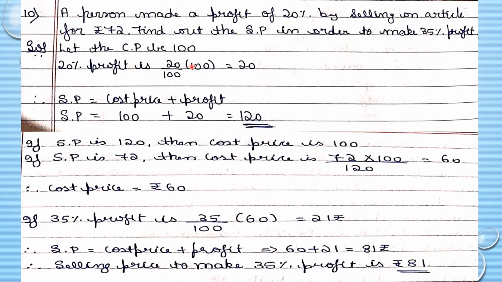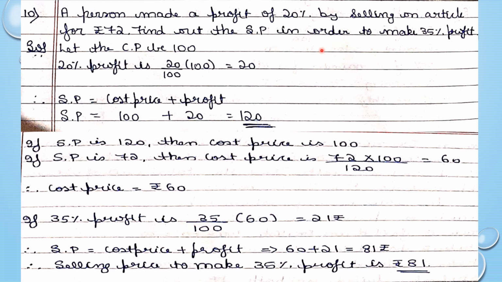Next problem. A person made a profit of 20% by selling an article for rupees 72. Find out the selling price in order to make 35% profit. So what they are asking is, he has made a profit of 20%. How did he make it? By selling this article for 72 rupees. So now you have to find out the selling price in order to make a profit of 35%.